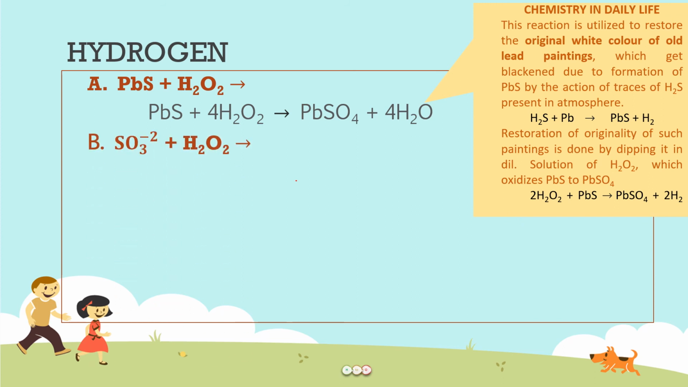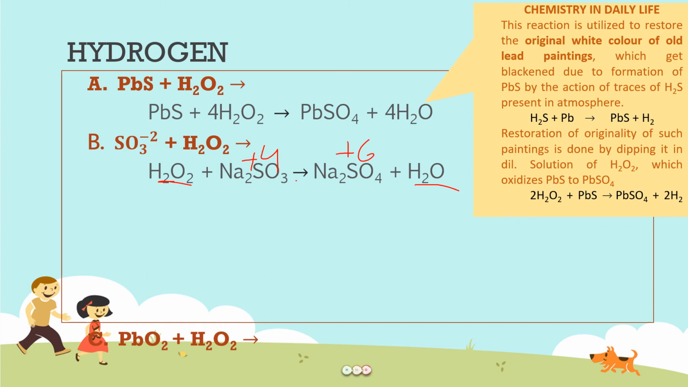Then we have the sulfite ions and H2O2. Sulfite ions will be oxidized to the sulfate ions. Here sulfur is in +4 oxidation state, and here sulfur is in the +6 oxidation state. Again, H2O2 will be forming water, so it will be getting reduced and it will be acting as an oxidizing agent.